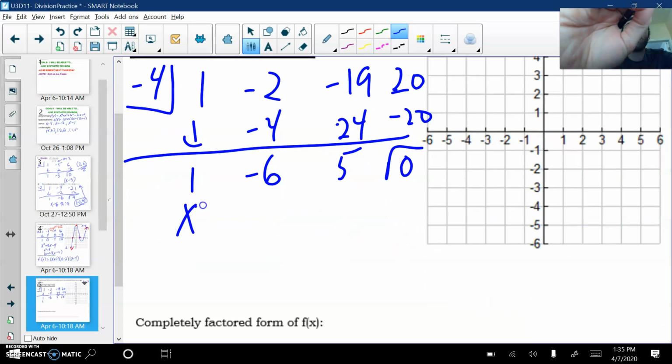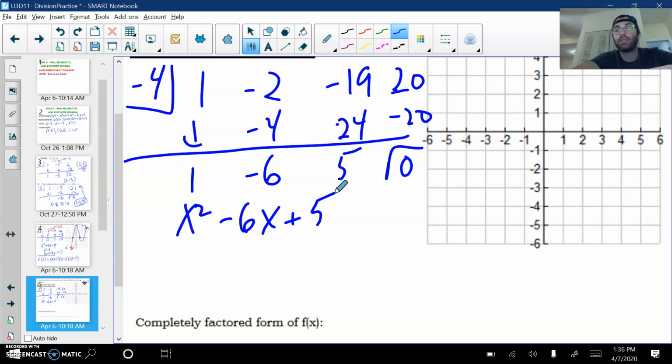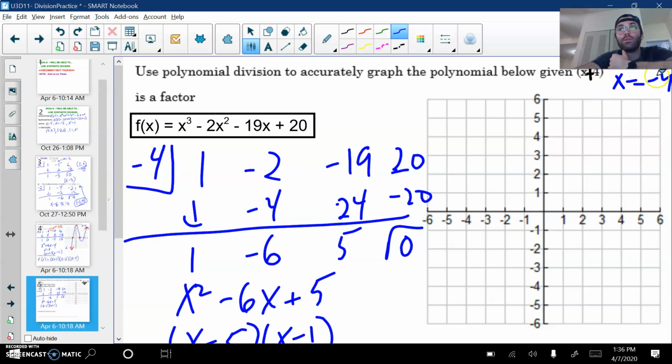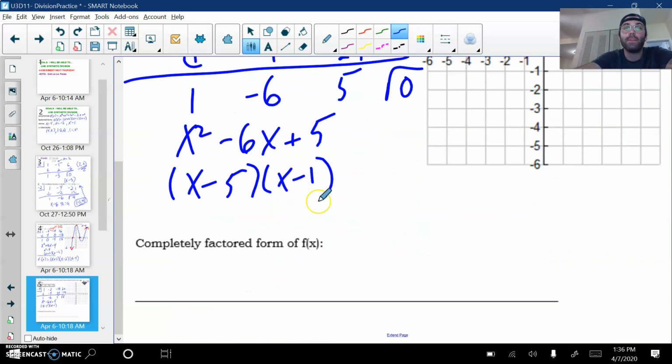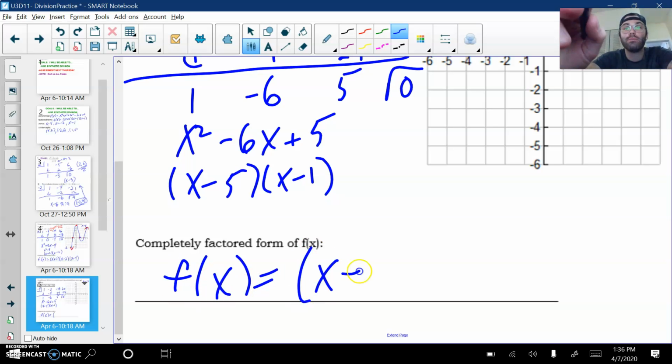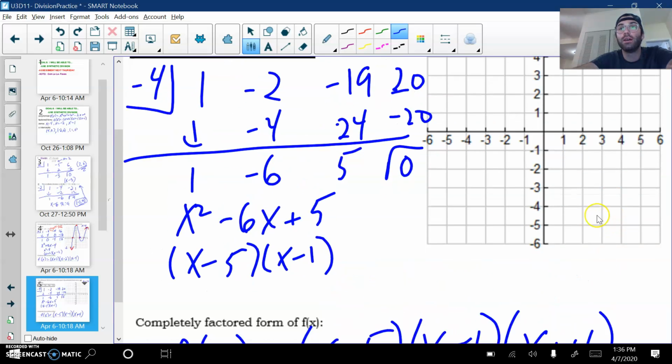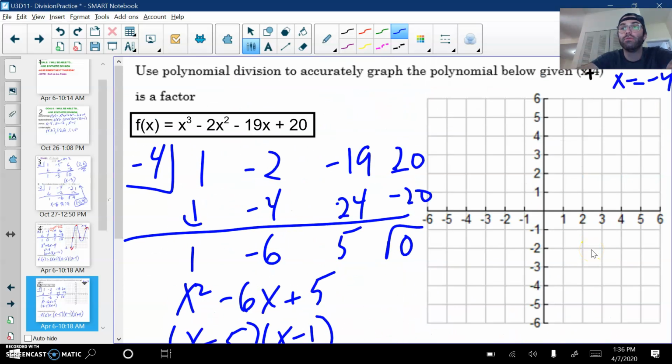So now I have x squared minus 6x plus 5. Well, I want 2 factors of 5. 5 and 1 are the only 2 factors, so it's going to be x minus 5 and x minus 1. Okay. If I have x equals negative 4, my completely factored form, f of x equals x minus 5, x minus 1, and x plus 4. My intercepts are 5, 1, and negative 4.